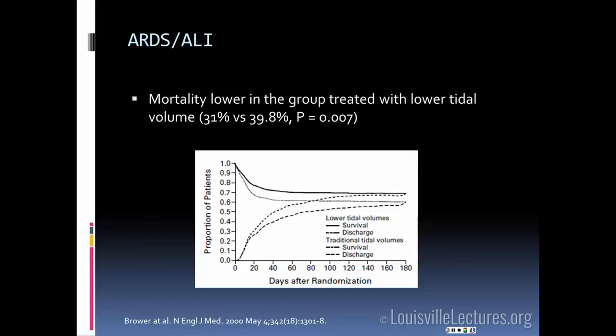So in this study, the group that had low tidal volume had a significant decrease in mortality, 31 versus 40%. This was a landmark study, large study, NIH-sponsored, multi-center, so you can't get better than that when it comes to clinical evidence. So this changed practice, basically.